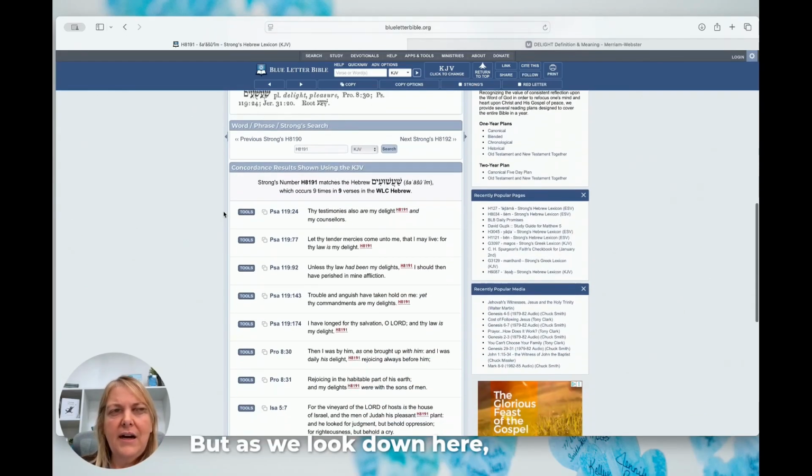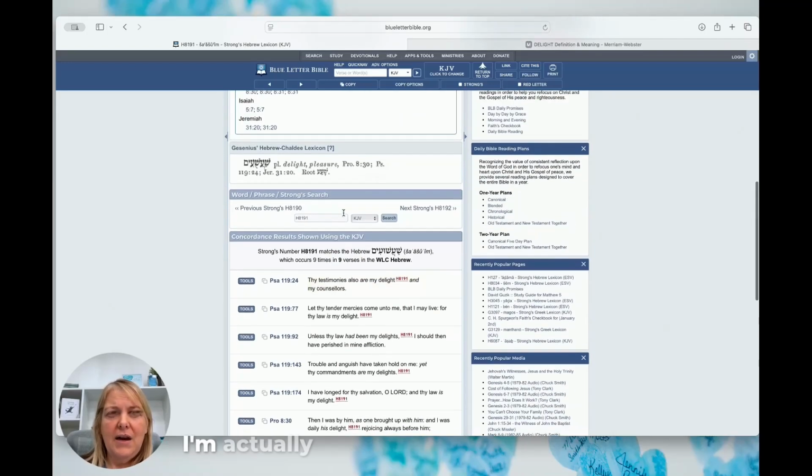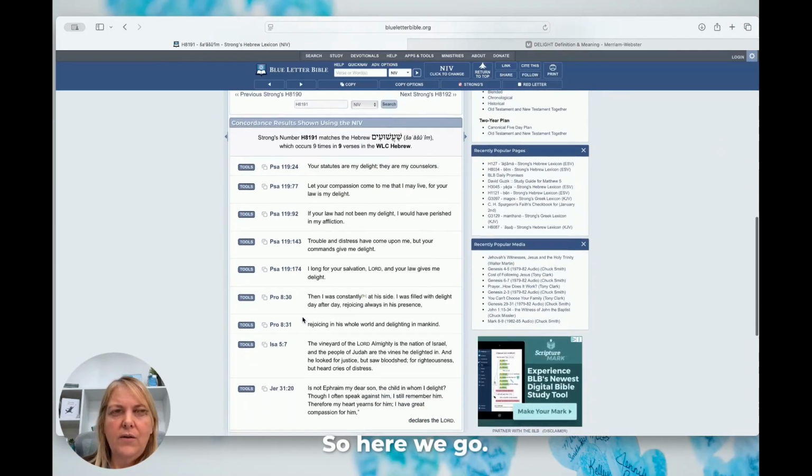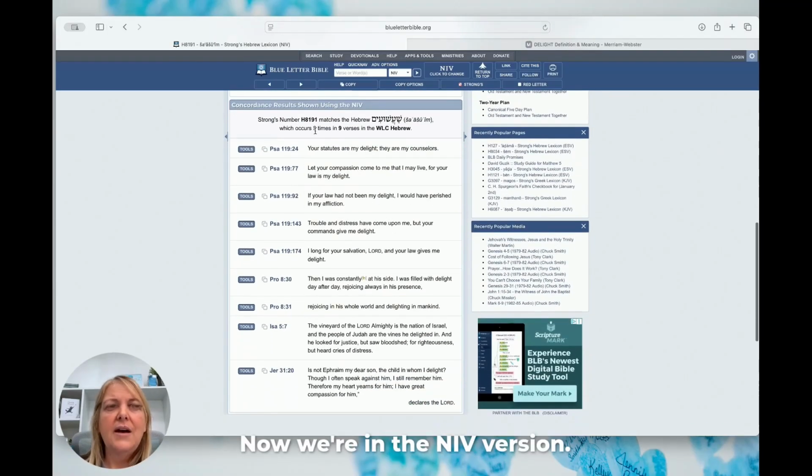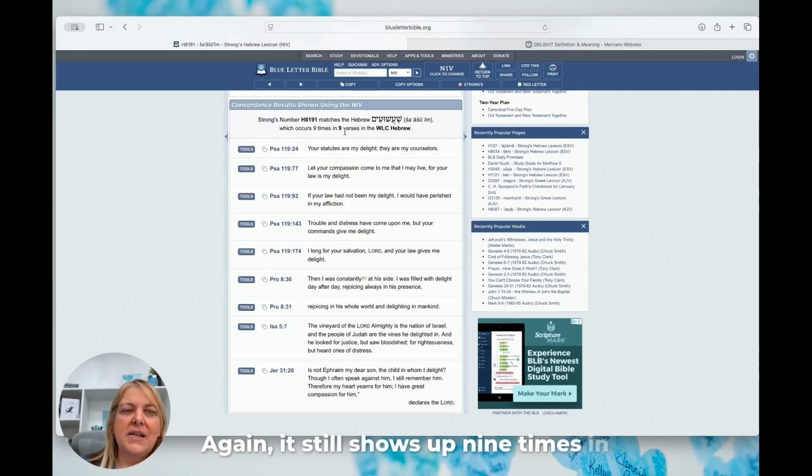But as we look down here, here are all the places where Strong's has said that that meaning of the word delight shows up. So it's 9 times in 9 different verses. Now we're in King James Version here, and I'm actually going to switch us over to NIV, because for me, King James is a little bit tricky to read. So here we go. Now we're in the NIV. Again, it still shows up 9 times in 9 verses.